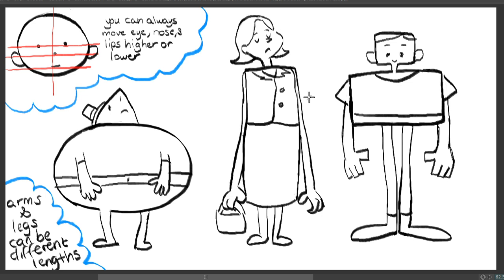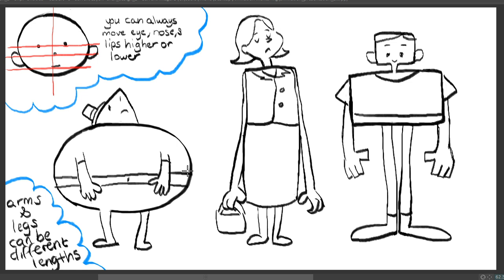So don't be afraid to experiment with this. And also you can change the lengths of their arms and their legs. So here I made her arms really long, and here I made his legs really long. So just play around with the size and the shapes. You see here I made his head like a square and his body a square. So yeah, that's how you basically start out making your characters.